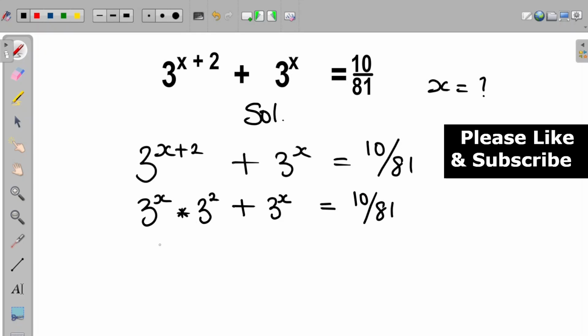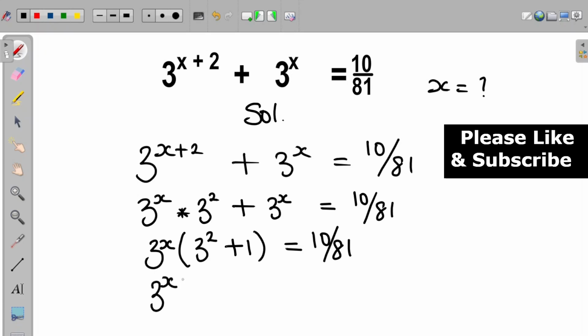So the equation becomes 3 raised to the power of x, open up a bracket, 3 squared plus 1, equal to 10 divided by 81. So this simplifies to become 3 raised to the power of x. 3 squared is 9, 9 plus 1 is 10. So we have 10 times 3 raised to the power of x equal to 10 divided by 81.